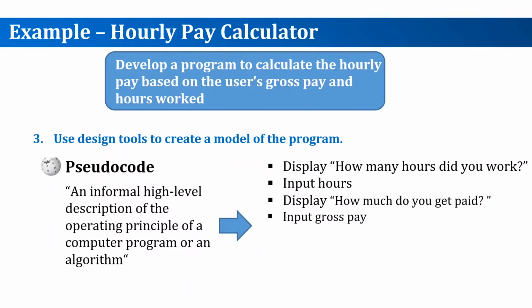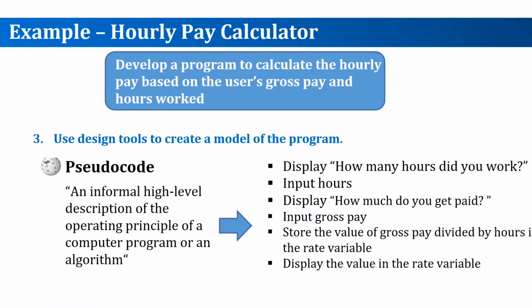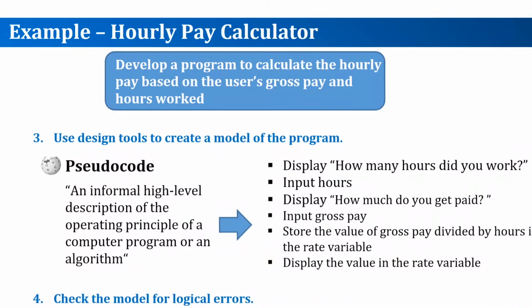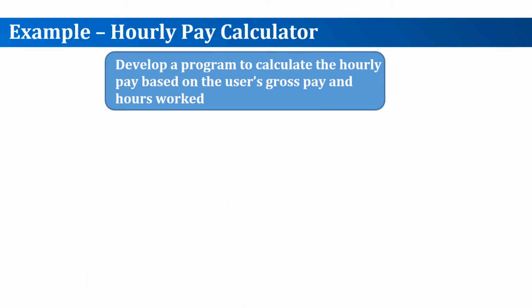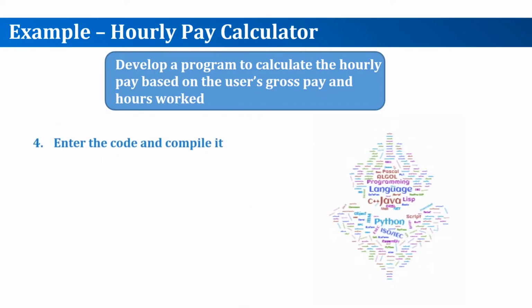Display how many hours did you work? Input hours. Display how much do you get paid? Input gross pay. Store the value of gross pay divided by hours in the rate variable, display the value in the rate variable. As you explain your code and read it out loud, you start to check if the logic of your code is sound. The next step is to type your code in a programming language that you chose.